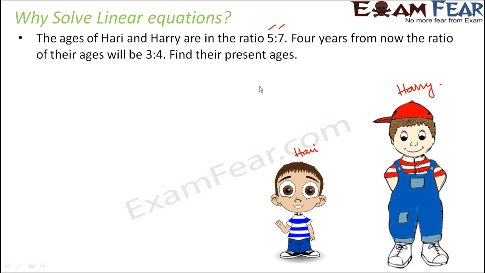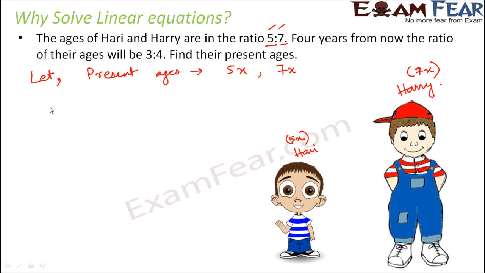Here also, because the present ages are in the ratio 5:7, let us say that the present ages are 5x and 7x. So we assume that Hari's present age is 5x and Harry's present age is 7x. Why did we choose 5x and 7x? Because the ratio would be 5x by 7x, x and x would cancel, so the ratio would be 5:7. We have just taken this variable to calculate their exact ages.